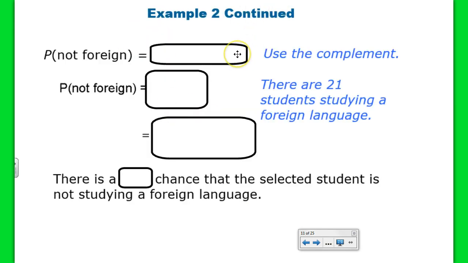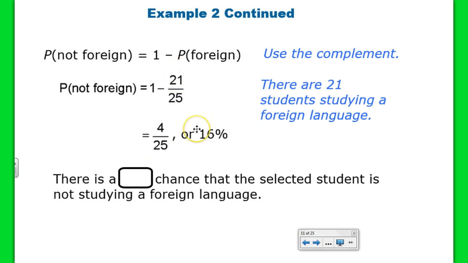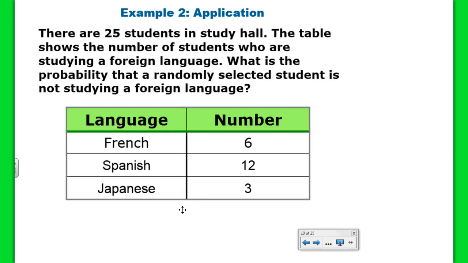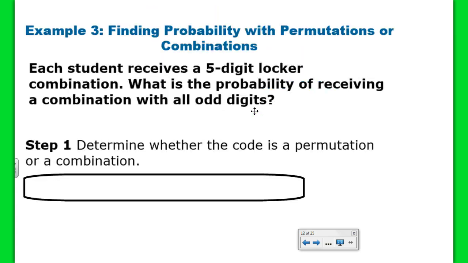So the probability can be found by using the complement, 1, and let's subtract the probability of a student taking a foreign language, and that would give us the difference of 1 and 21/25, since there are that many taking the language, or 4 out of 25, which is 16%. So there is a 16% chance that the selected student is not studying a foreign language. I guess the other way to find that would simply be subtract this total from 25, and that is 4, right? 4 of 25.